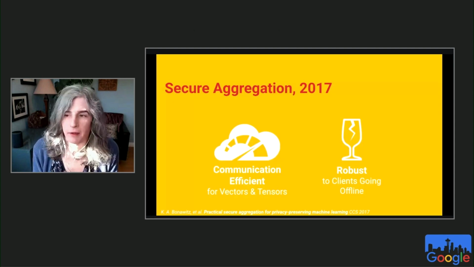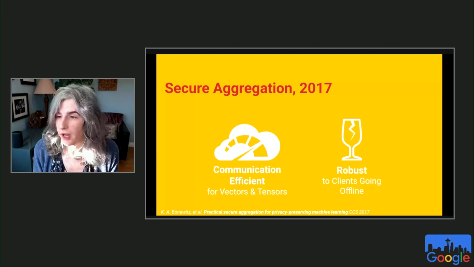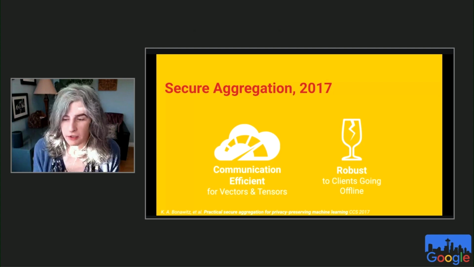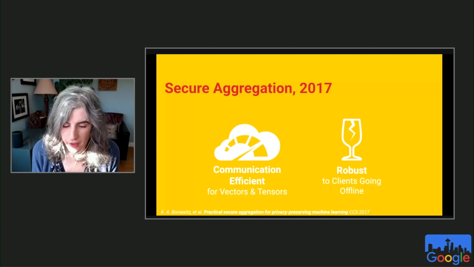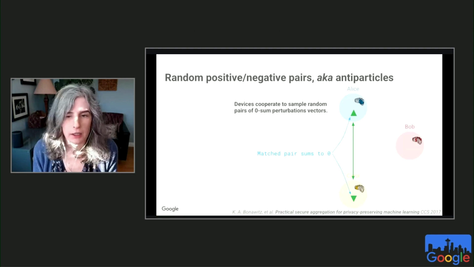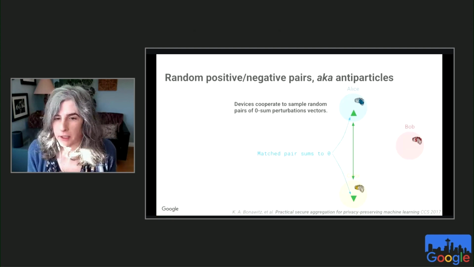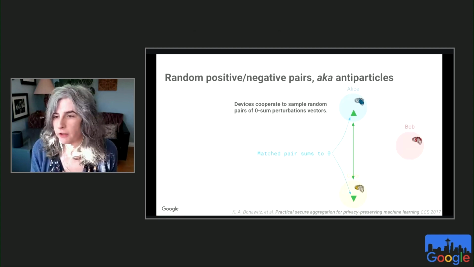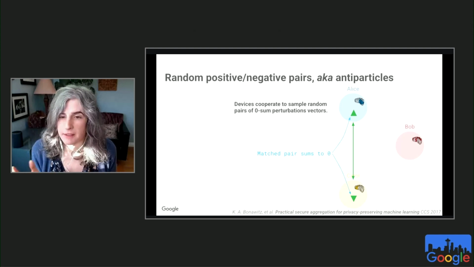This is something we've been working on for quite a while. Back in 2017, we published some work that showed that it is, in fact, quite possible to do this in a communication efficient way that's also robust to clients going offline. And just to refresh you on the high level of how that works, the basic setup that we do is we can have pairs of users cooperatively sample a random vector that's the same size as the inputs they're trying to contribute.